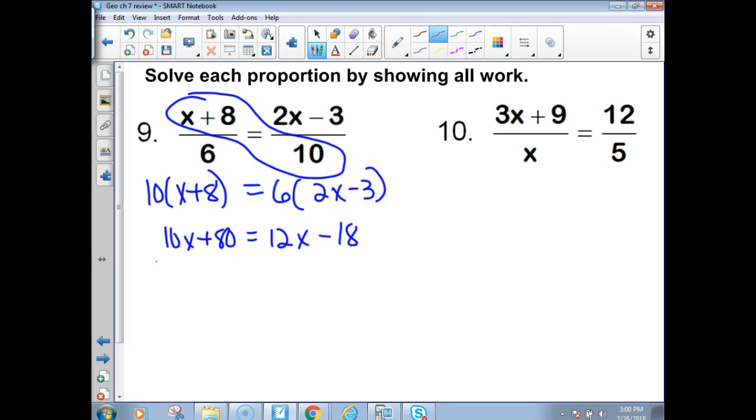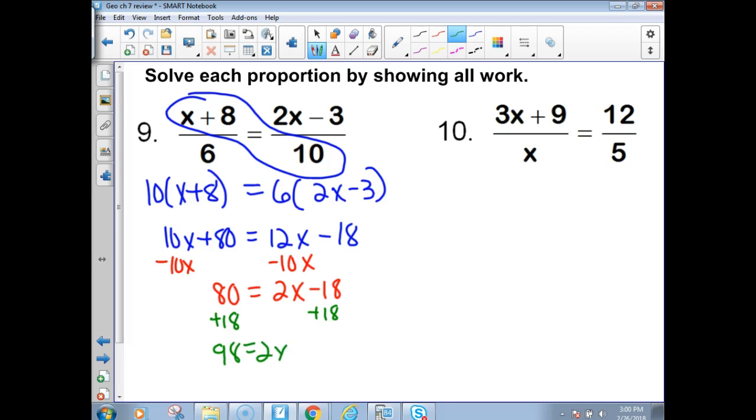Now, we're going to need to subtract 10x from both sides if you started off like that. And 80 would equal 2 times x minus 18. You would add 18 to both sides and get 98 equals 2 times x. Divide both sides by 2, and you should have come up with 49. Good?